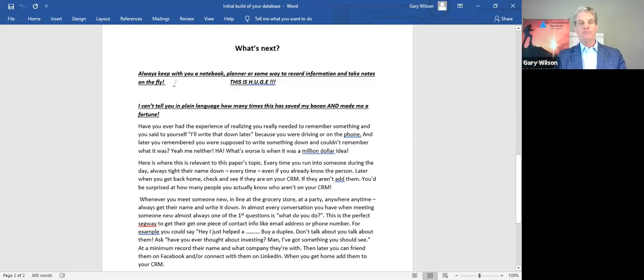And I'm going to tell you this, always keep with you a notebook, a planner, or some way to record information and take notes on the fly. This is huge. I don't even know if I can tell you in plain words how many times this has saved my bacon. It made me a fortune.